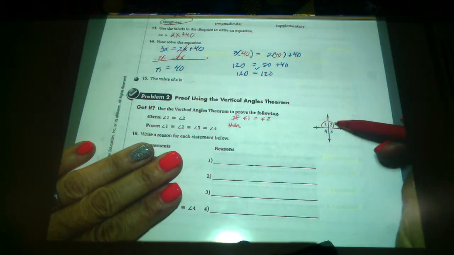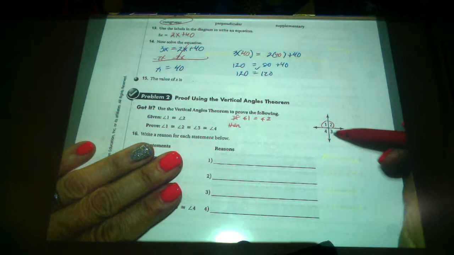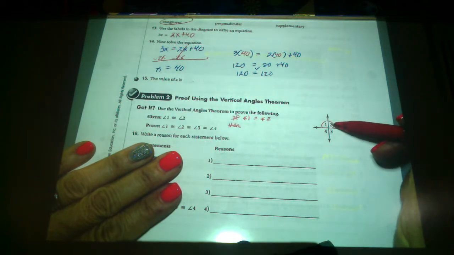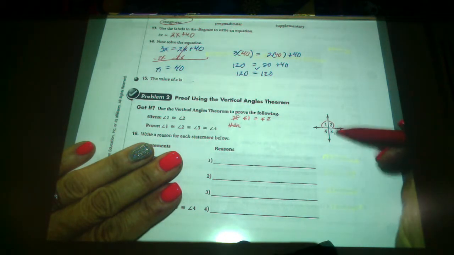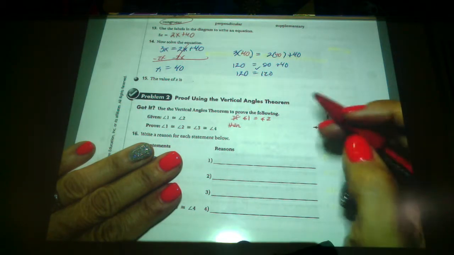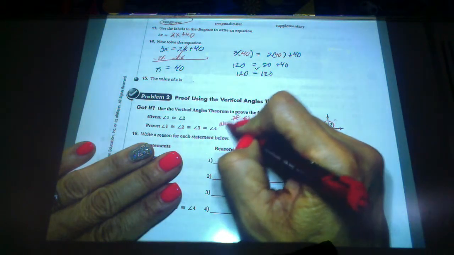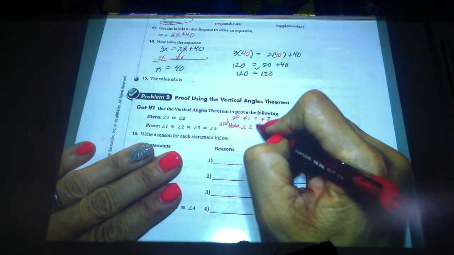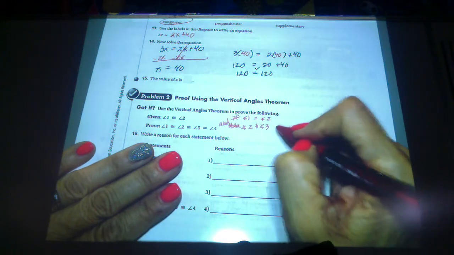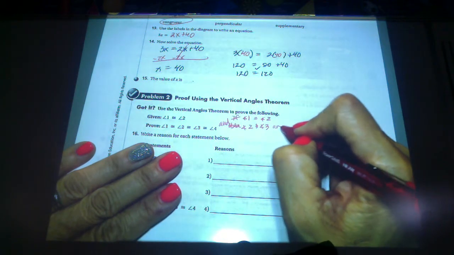I can't necessarily conclude that 2 is congruent to 3, but I could conclude that 2 and 3 are what? They're adjacent. What else can I conclude? They're a straight angle, right? So then, so I guess instead of then it would be and. And angle 2 and angle 3 are a linear pair or a straight angle or whatever.